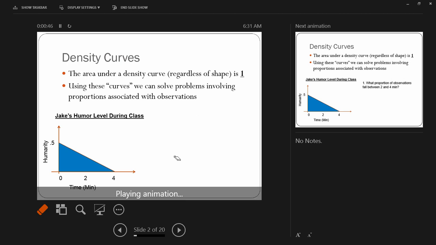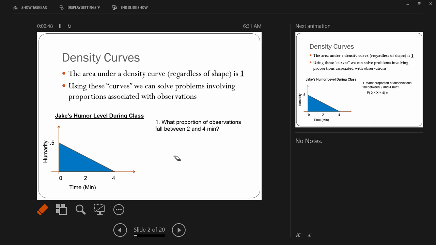So here's what I'm talking about with probability, or proportions. What proportion of observations fall between 2 and 4 minutes? Or in other words, what's the probability that we're between 2 and 4 minutes? For us, what we're looking at is essentially this particular area, the area of that particular triangle. Right? And although that's half the time, that's not half of the area of the triangle. It actually ends up being 1/4.